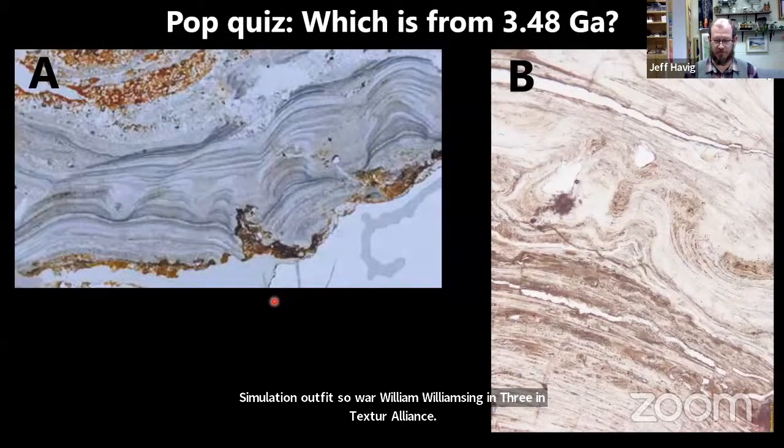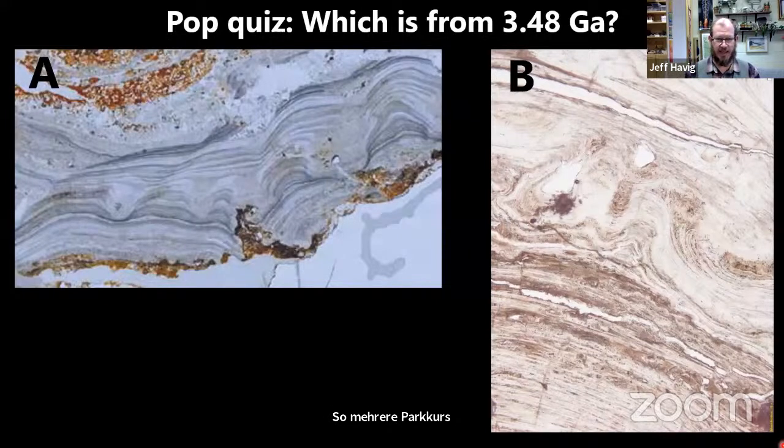So we have a pop quiz now, low stakes. What I want you to do is decide which of these, A on the left or B on the right, you think is from the Dresser Formation, that's 3.5 billion years, and which is from a modern hot spring in Yellowstone. I'll give you a second to choose. So lock in your answers.